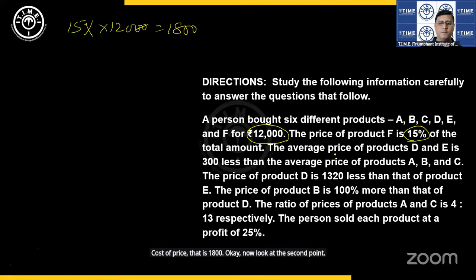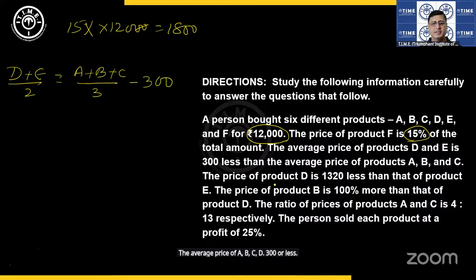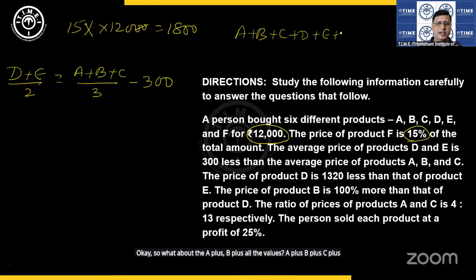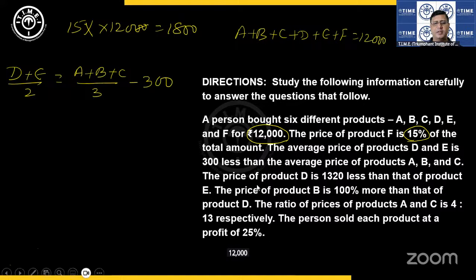Point number 2. The average price of D and E is equal to how much here? 300 less than the average price of A, B, C, D. Okay. So what about the sum A plus B plus C plus D plus E and F? That is 12,000. Okay. Next.